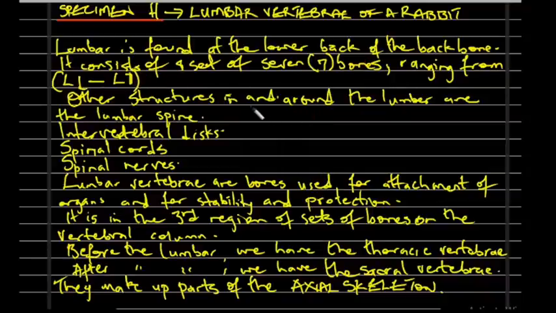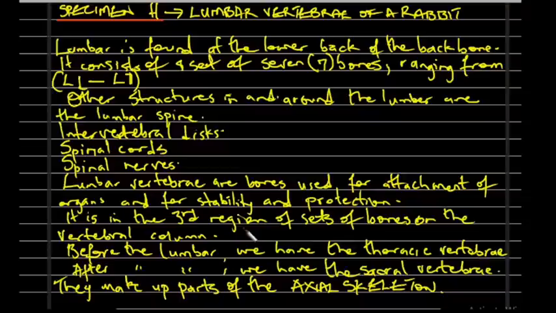Now other structures in the abdominal region where we have the lumbar vertebrae: we have the lumbar spine, the intervertebral discs, the spinal cord, and the spinal nerves. These are other structures found in the region where we have the lumbar vertebrae. Like I said earlier on, it is found in the abdominal region. Now the lumbar vertebrae are bones used for attachment of organs and for stability and protection, because it helps to protect internal organs and structures in the body of an organism, and in this case in the body of the rat.